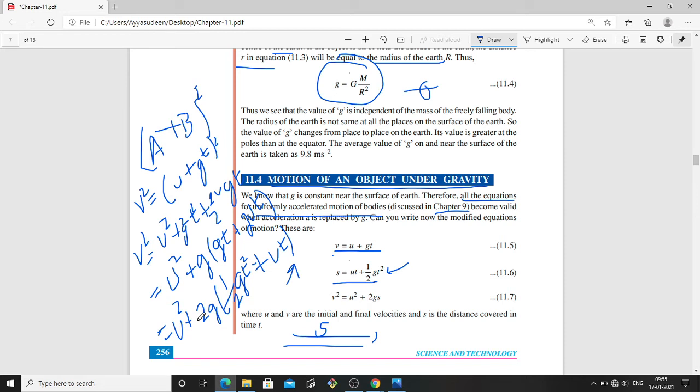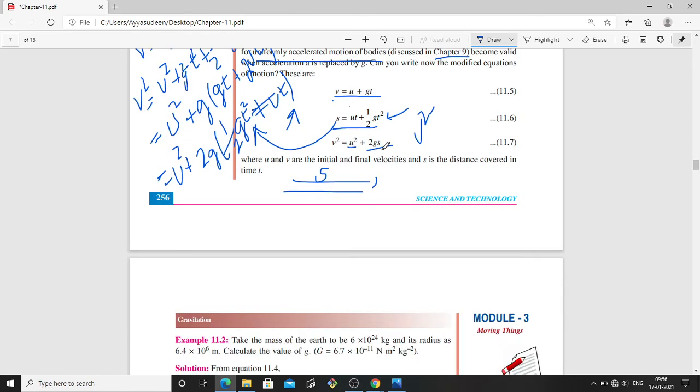Now if you see the s here, it is s equal to ut plus 1 by 2 gt square. So you can see the same ut plus 1 by 2 gt square. So same s equal to this one. So we can replace s here. So what will happen? v square is equal to u square plus 2g, then s will replace here, so 2gs. Okay, I hope it is clear.